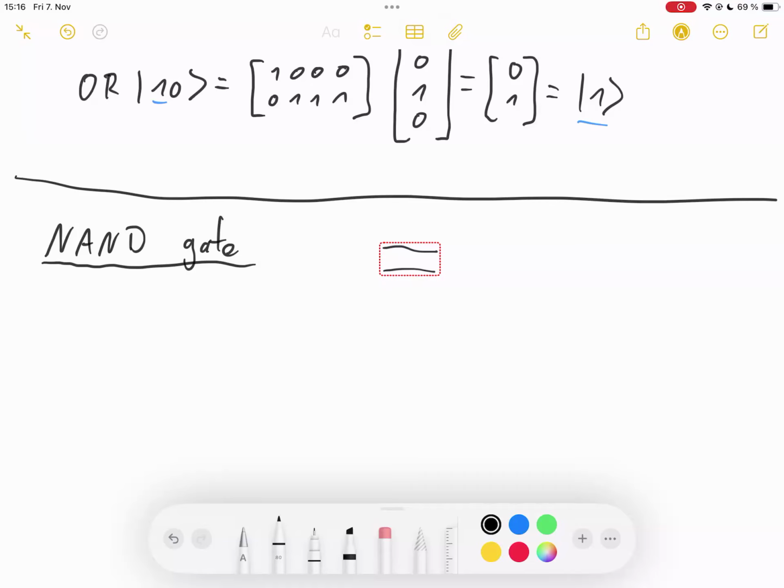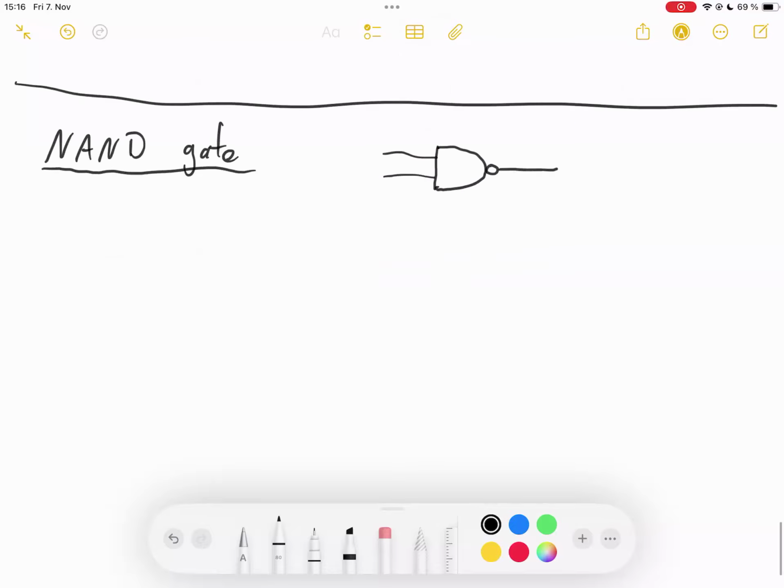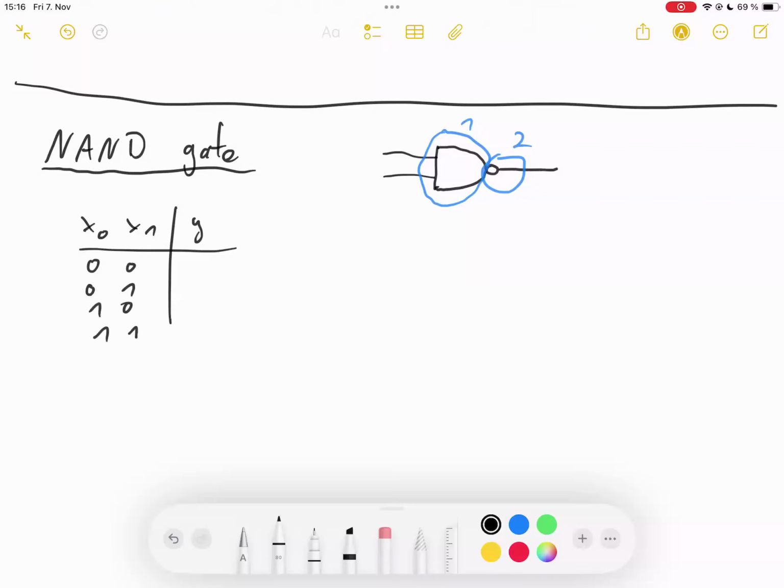It inverts the output of an AND gate. Yes, correct. Thank you. So I have an AND gate and I invert the output. Now, how can we represent this with our approach? What we know is that in the NAND gate, we first do an AND and then a NOT on top. So from the logic table it would be something like this: 0, 0, 0, 1, 1, 0, 1, 1.